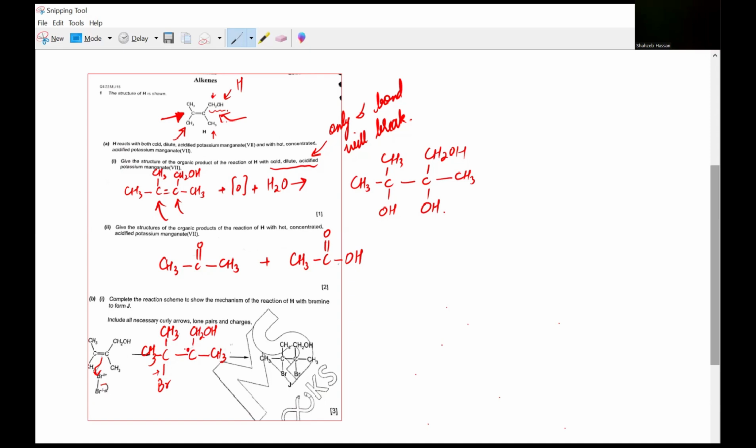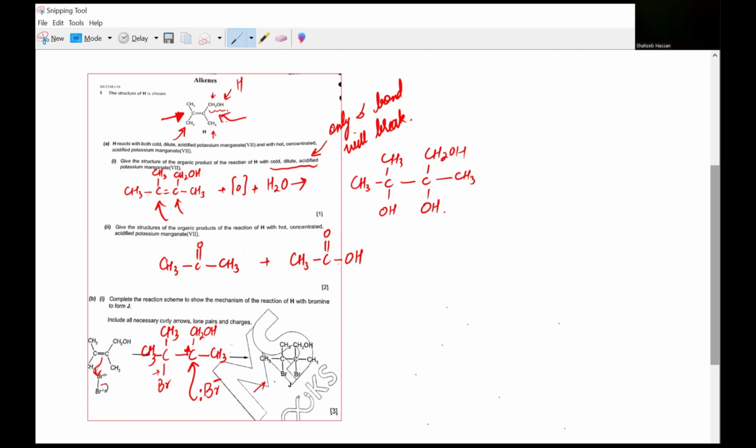You can see the positive charge. It should be a positive charge. We can write it like this. So now, what is going to happen? A bromine ion with two lone pairs and a negative charge is going to strike at this place, and thus this structure would form.